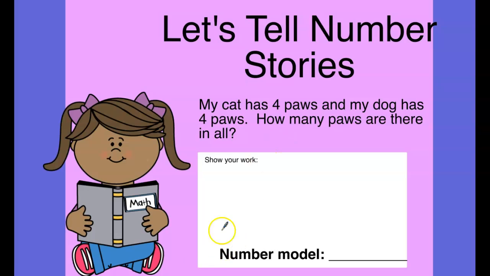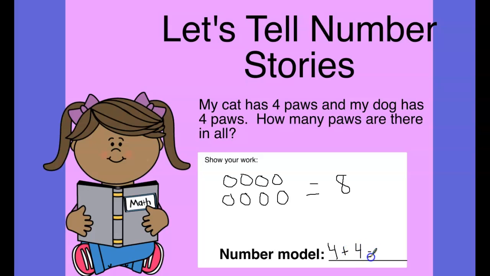So if you're going to show your work, I'm going to go ahead and draw a picture. So remember, I just like to use a shape because those are nice and fast to draw. So my cat had 4 paws, 1, 2, 3, 4. And my dog has 4 paws. 1, 2, 3, 4. So all together, looks like they have 8. And then you should have your number model is 4 plus 4 equals 8. We'll do one more warm-up.